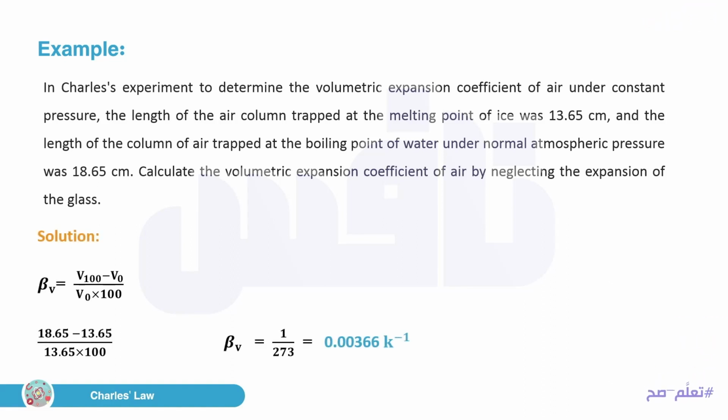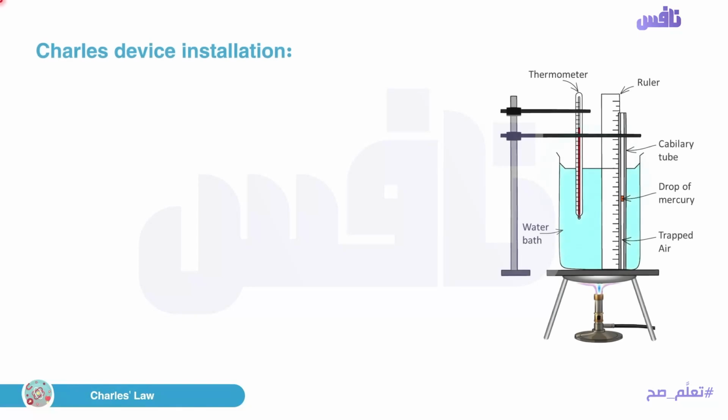So beta equals V100 minus V0 over V0 multiplied by 100. So V100 is 18.65 minus 13.65, which is V0, over 13.65 multiplied by 100. So the final value will be 1 over 273, which is also 0.00366 Kelvin to the power minus 1. Practical implementation of Charles' law.